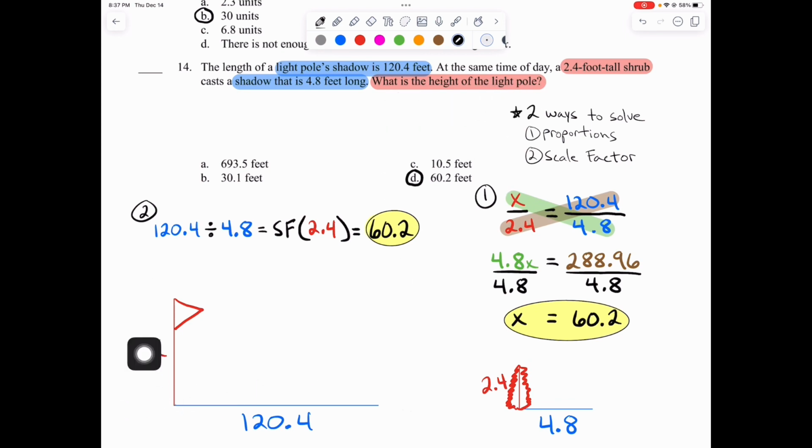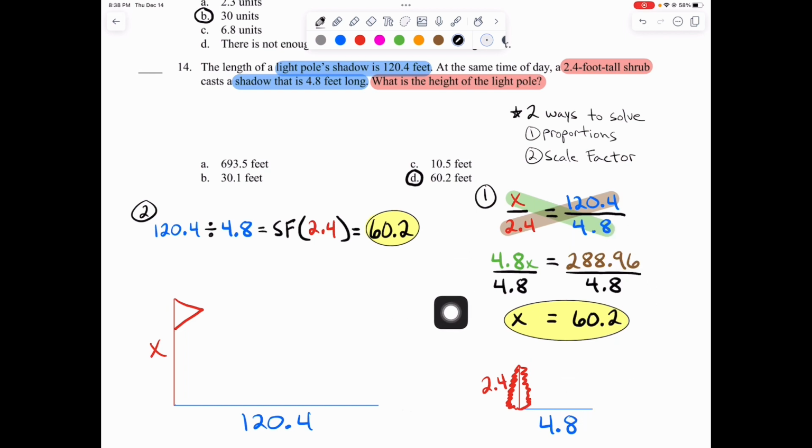Well, that we don't know. Again, we can set up 2 ways to solve. 1, proportions. 2, scale factor. 1, proportions. Again, I always like to begin with our variable in the top left. So I just drop that there. Then I look for its corresponding side, which is 2.4. Set that right below. Equals, now if we took from our pole first here, we will also do the same and drop that into our numerator. So our 120.4, set it over the 4.8.